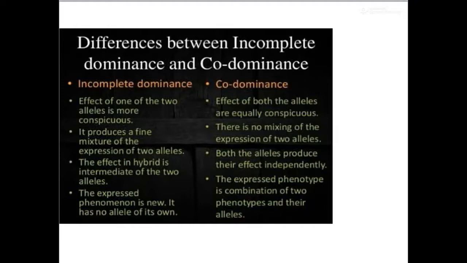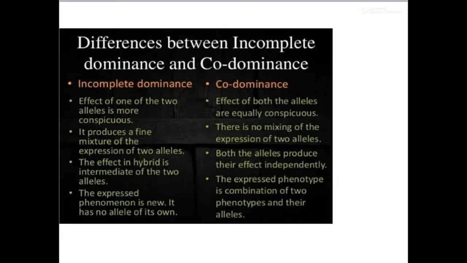But in the case of codominance, we can see that both the alleles are equally conspicuous here. That is, both of the alleles will be equally important and they will be expressed. And there is no mixing of the expression of the two alleles because no intermediate forms are formed. You get both simultaneously expressed. Both the alleles will produce the effect independently, and the expressed phenotype is a combination of both the phenotypes and their alleles.